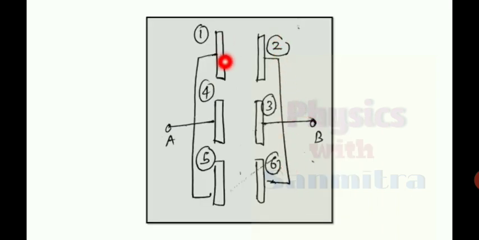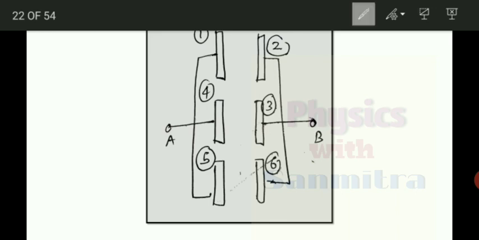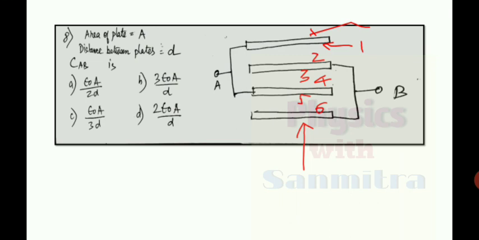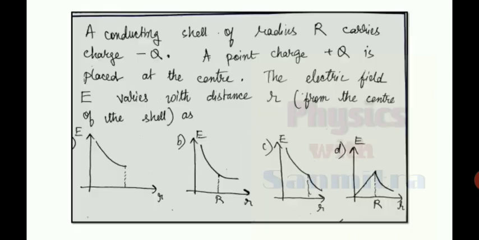These are the capacitances C and C, and they are in parallel. For one capacitor it is epsilon naught A by D. So if there are three capacitors, that will be 3 epsilon naught A by D. So option B is correct. This is a unique method of solving this kind of question, and now I think you can visualize that these three are in parallel. Before that it was difficult to visualize.